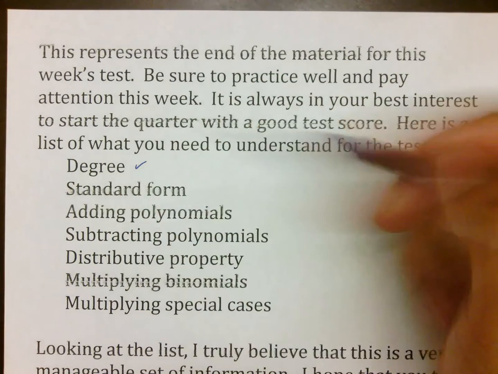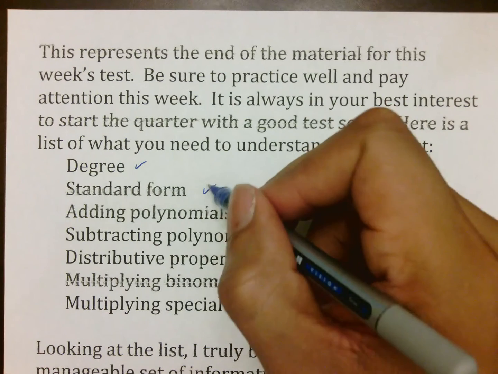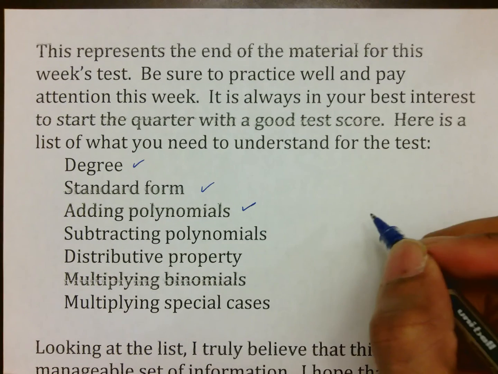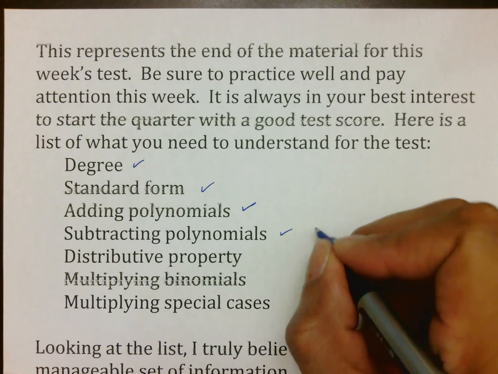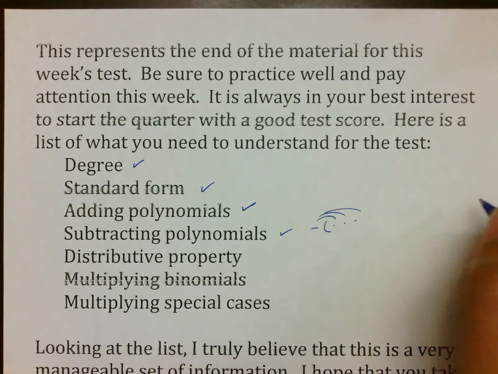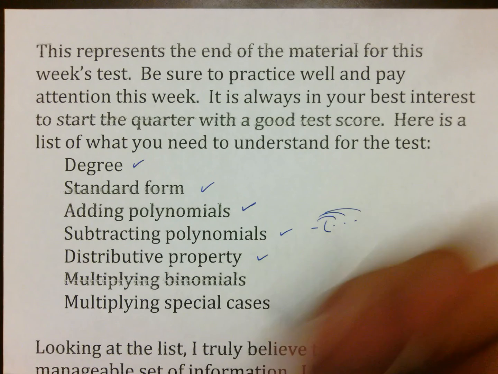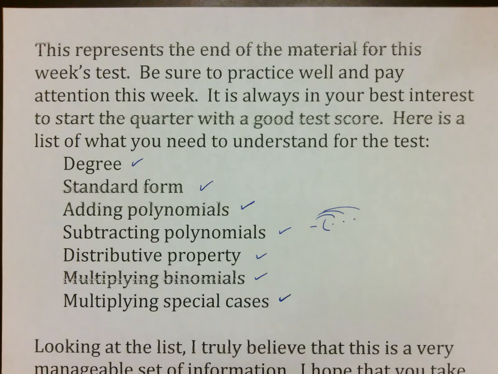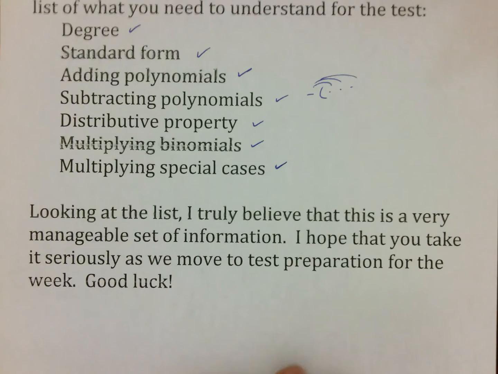Degree, that's how many variables are attached. Standard form, that's whenever you go highest to lowest. Adding polynomials is just combining like terms. Remember that subtracting polynomials is whenever you have a negative outside of a parentheses, which means switch all three things. We know about the distributive property. Last week we did multiplying binomials, and today we just learned about the special cases. As long as you're okay on all of that, that is really all there is to it.